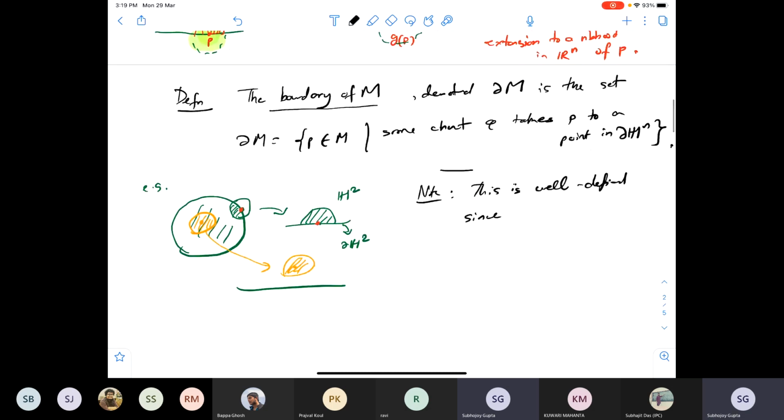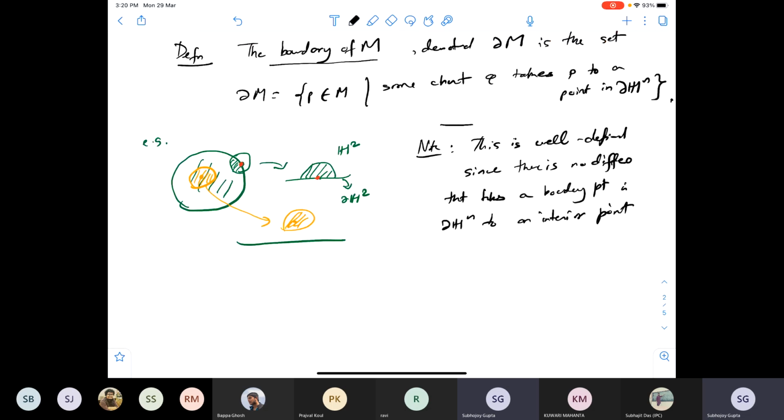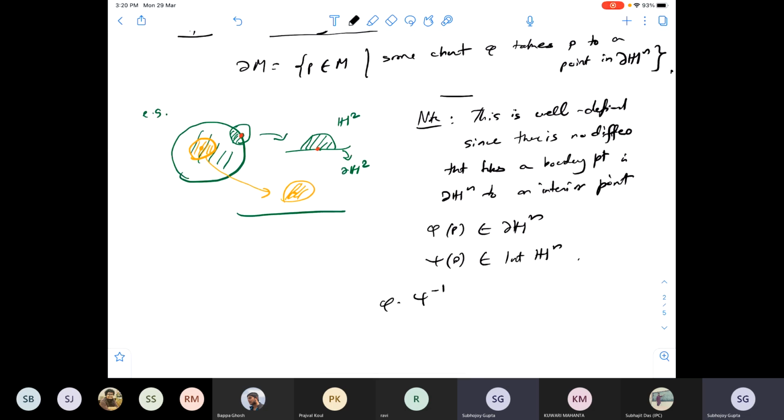So there is no diffeomorphism that takes a boundary point in the model space to an interior point in the model space. In other words, suppose you have some phi that takes the point P to the boundary, and some psi that maps into the interior. Then if you look at psi inverse phi, or the other way around, it will be a map from an open set in Rn to an open set in Rn.